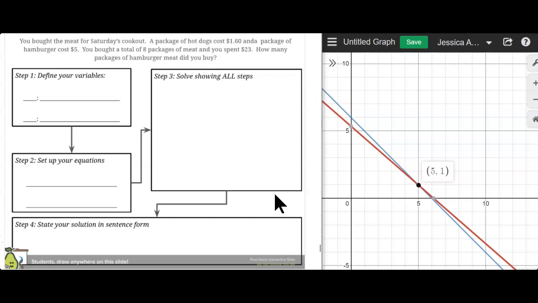You bought the meat for Saturday's cookout. A package of hot dogs costs $1.60 and a package of hamburger costs $5. You bought a total of 8 packages of meat and you spent $23. How many packages of hamburger meat did you buy?